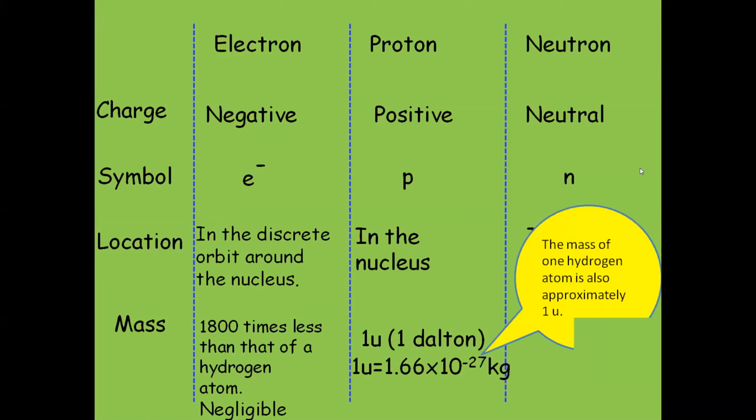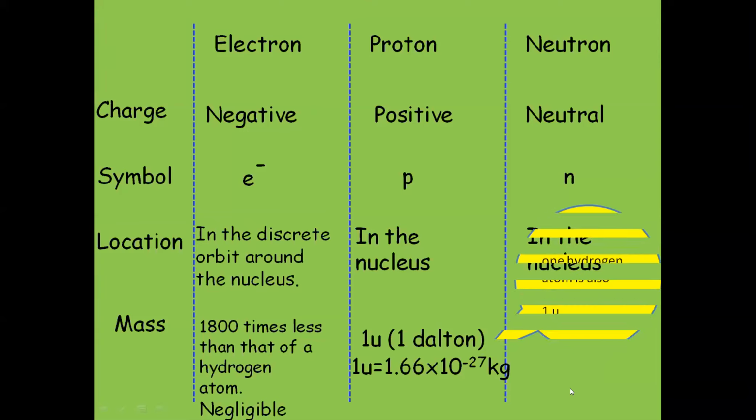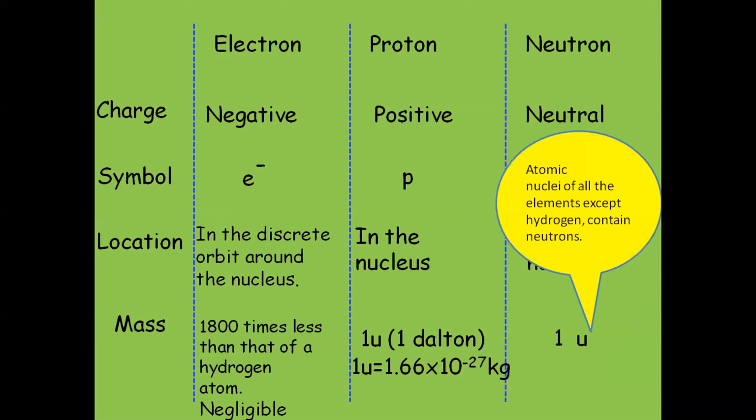Accordingly, my dear students, the mass of one proton is approximately the same as that of the hydrogen atom, which is 1u, and the mass of a neutron is 1u again, which has the value 1.66 into 10 raised to minus 27 kgs. Both the values are the same, and you also have to remember one thing, students, that the atomic nuclei of all the elements except hydrogen contain neutrons.